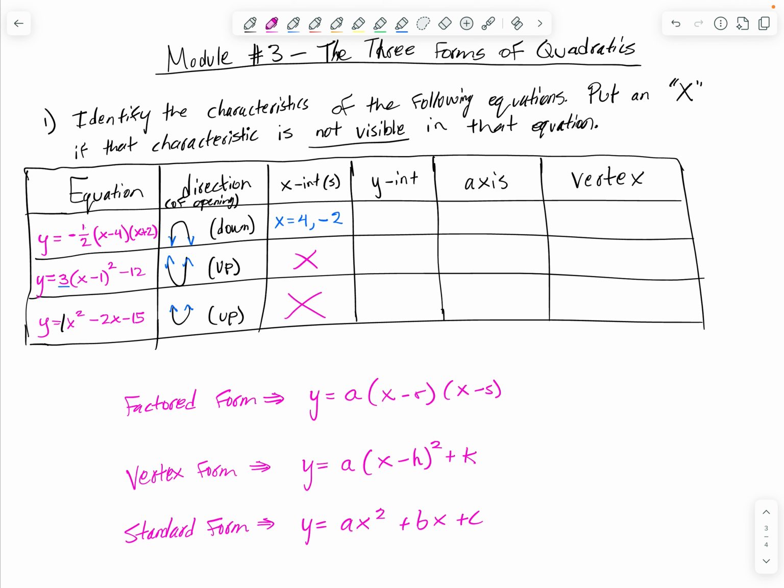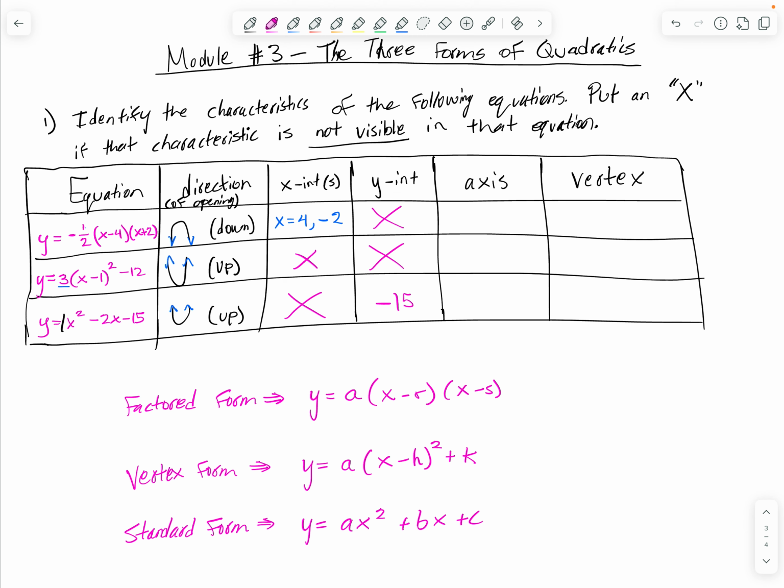Okay, now moving on to the y-intercepts. There's only one for each quadratic. Looking at this one, I cannot tell what the y-intercept is. There's nothing here that tells me about it, so put an x there. This does not tell me anything about the y-intercept either, so I put an x there. This one, however, does, because when x is 0, that's where it crosses the y-axis. When x is 0, these terms cancel, and I get -15. So my y-intercept here is -15, and I can get that confidently.